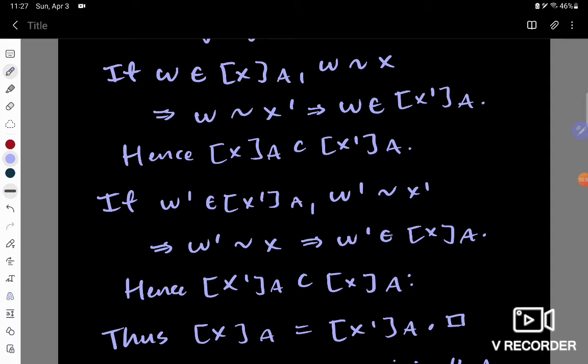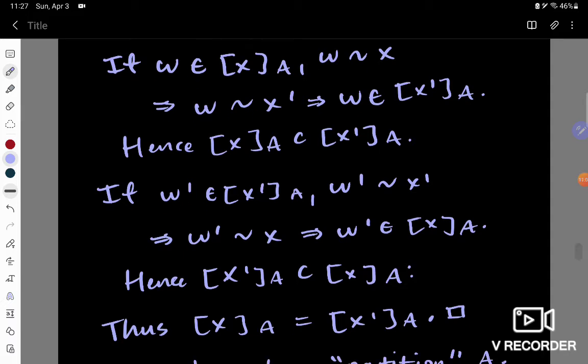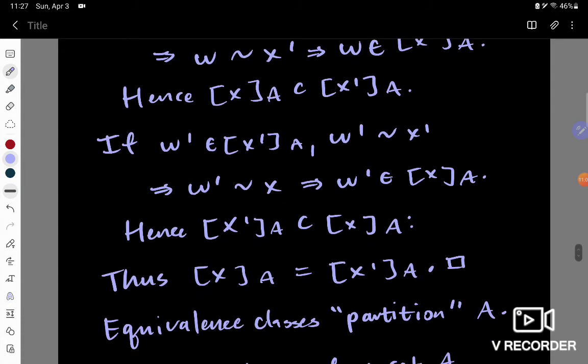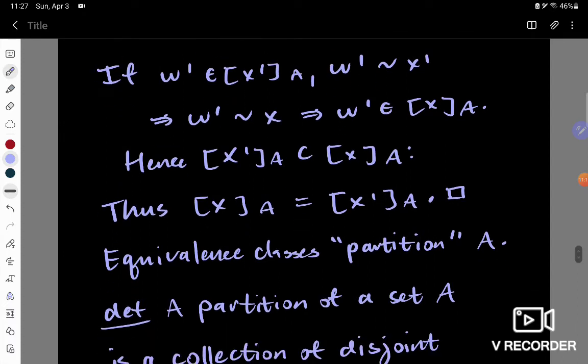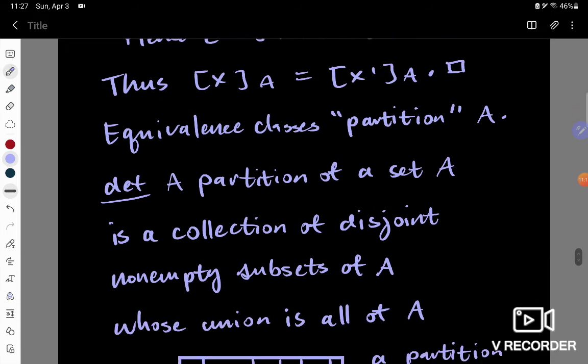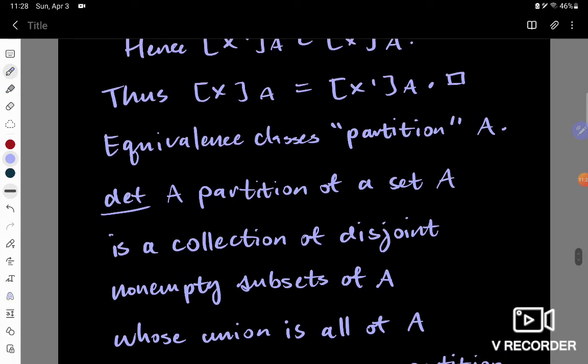And this motivates another definition, another idea called the partition of a set. So subsets partitioning a set, which is motivated from equivalence classes, one can see. So we claim that equivalence classes partition A with respect to the following definition, where a partition of a set A is a collection of disjoint, non-empty subsets of A, so they contain at least one element each, whose union is all of A, so they cover it in a sense.